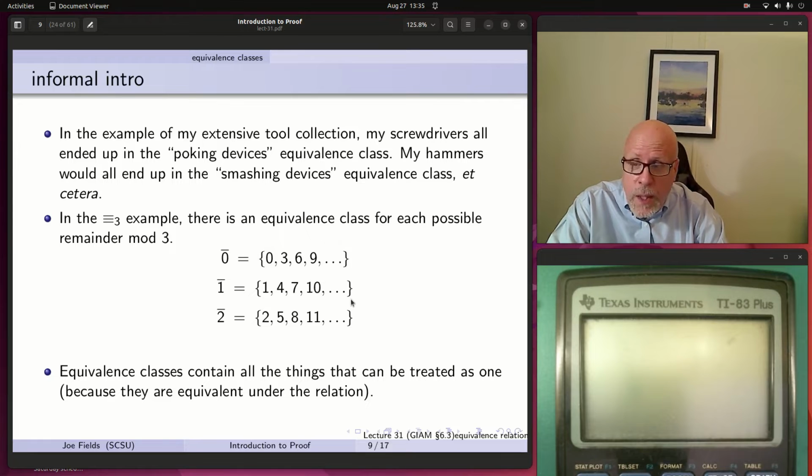Okay, so the classes consist of all the things that can be treated as if they were equal, but not really equal, because they're equivalent under the relation.